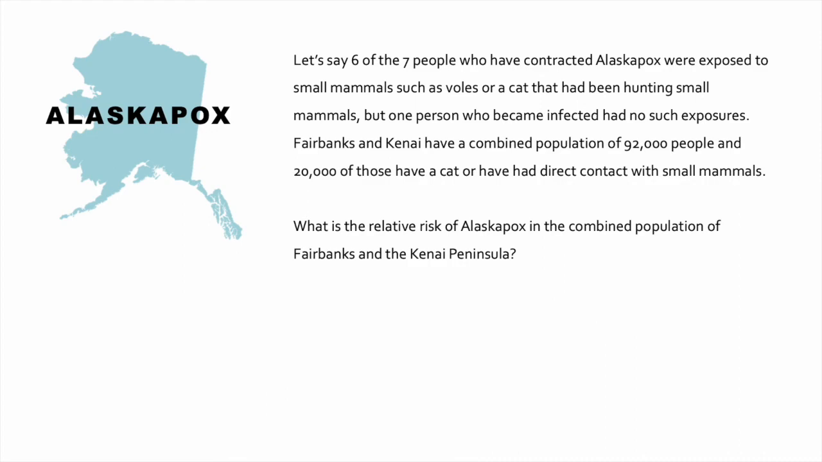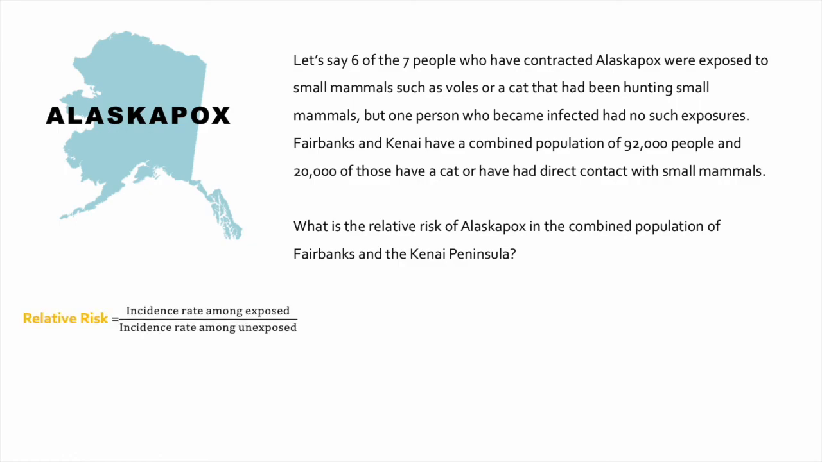Let's say 6 of the 7 people who have contracted Alaskapox were exposed to small mammals, such as voles, or a cat that had been hunting small mammals, but one person who became infected had no such exposures. Fairbanks and the Kenai Peninsula have a combined population of about 92,000 people, and 20,000 of those have a cat or have had direct contact with small mammals. What is the relative risk of Alaskapox in the combined population of Fairbanks and the Kenai Peninsula?